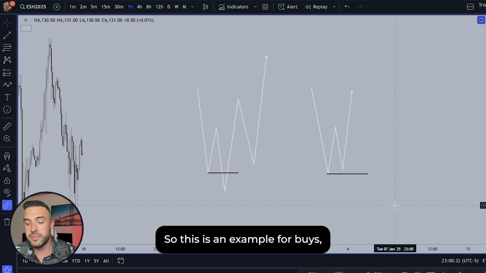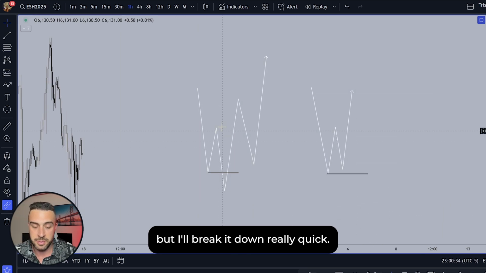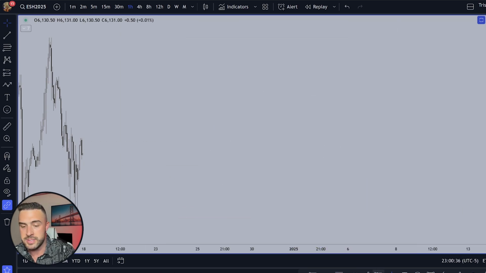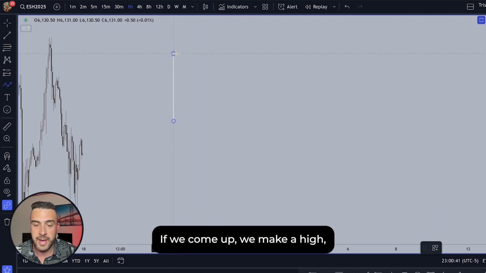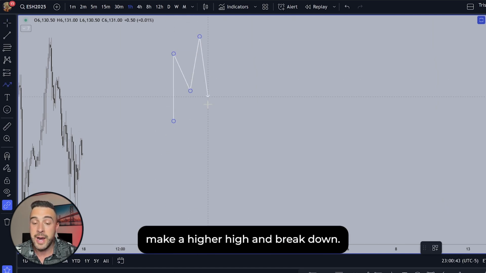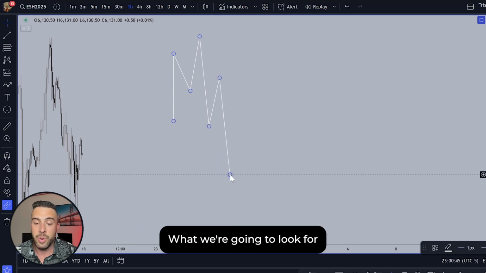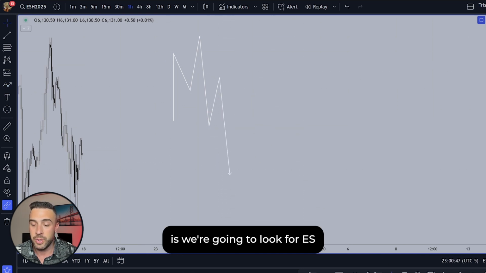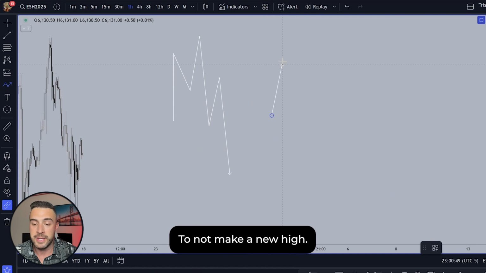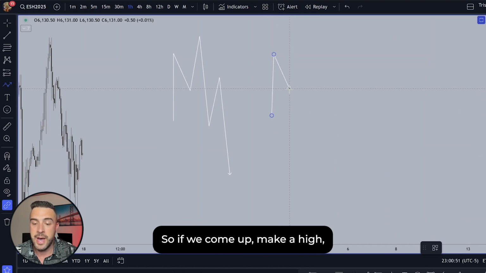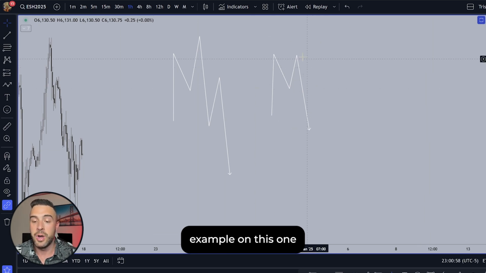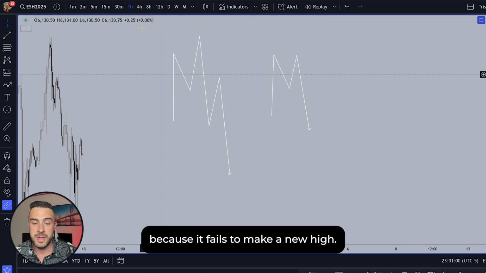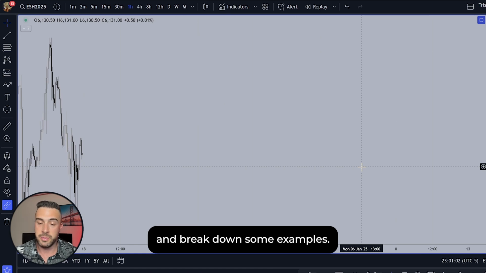So this is an example for buys, and it's the same thing for sells, but I'll break it down really quick. So if we get rid of all this, you can see it's the same thing. If we come up, we make a high, we make a low, we make a higher high, and break down, what we're going to look for is we're going to look for ES to not make a new high. So if we come up, make a high like this, fail to make a new high, and then push down, it's the same thing. We're going to look for a trade example on this one because it fails to make a new high. So let's get down to it and break down some examples.